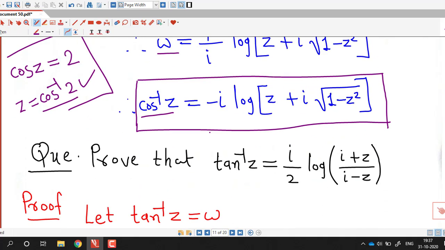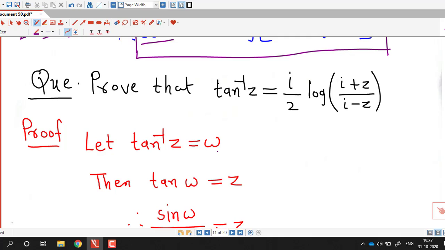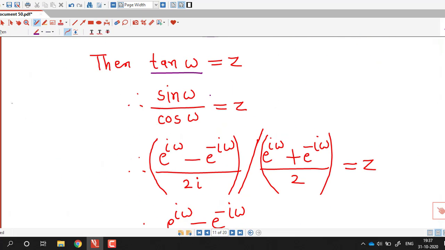So now we try to prove the formula for the inverse trigonometric function tan inverse z. So tan inverse z can be proved to be equal to i over 2 log of i plus z upon i minus z. So we start by taking tan inverse z equal to w. Therefore by definition we obtain tan w equal to z. Now we use the definition of tan w. Tan w is sin w over cos w, which is equal to z.